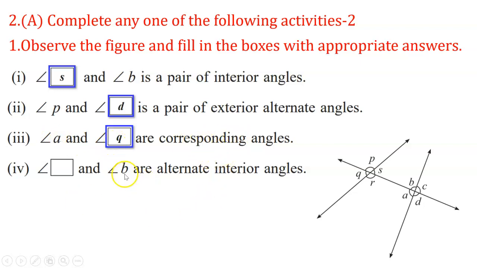Next, angle B and the alternate interior angles. B चा alternate interior angle पाहिजे आपल्याला. That is the angle R is an alternate interior angle. Okay. Therefore, the angle R is the answer. And in this way, we have completed this activity. ही activity तुम्ही याच प्रकारे परीक्षेला लिहिणार आहात.